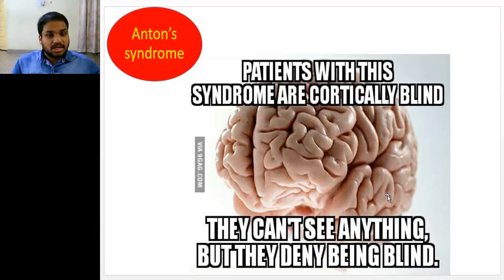They can't see anything, but they deny being blind. It is a form of anosognosia, a visual anosognosia. That is, even though they cannot see anything, they will deny being blind. Fine. So they don't accept their deficits. So that is Anton's syndrome.